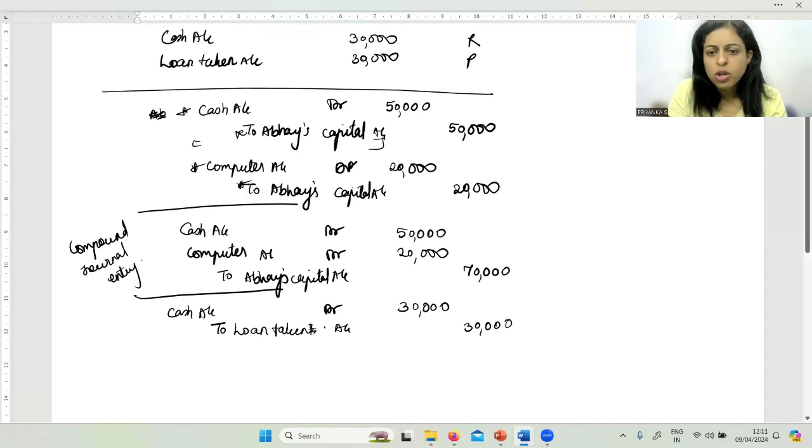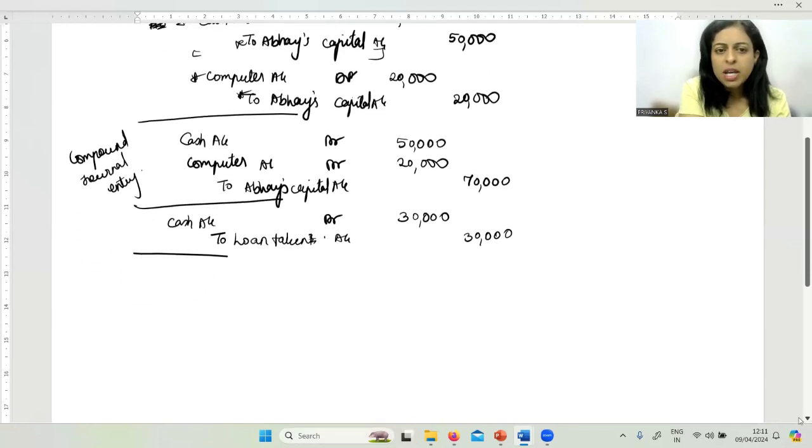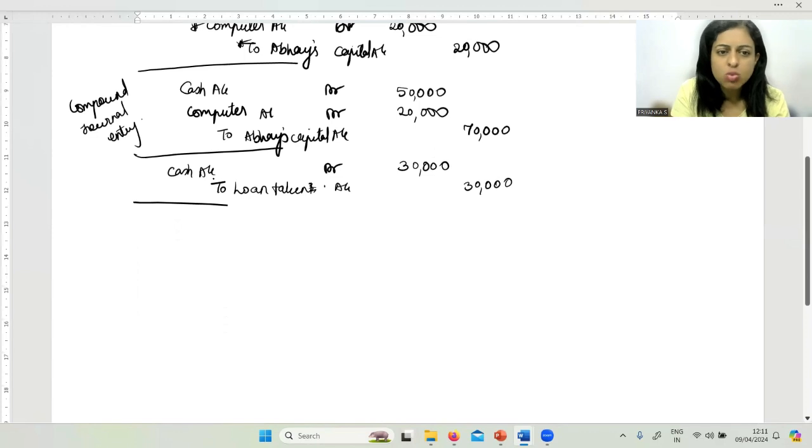30,000. Now, instead of writing these two transactions, now if you see this, for this entry cash account 50, computer 20, Abhay's capital 70. Again here I'm writing cash account and I'm writing loan account. Instead of this, what I can do, I can even combine this because it's on the same date. If you want, you can write these two entries, no harm. But if I have to again write this compound journal entry, how would I write it for the same date? I could again combine these two transactions saying cash brought in.